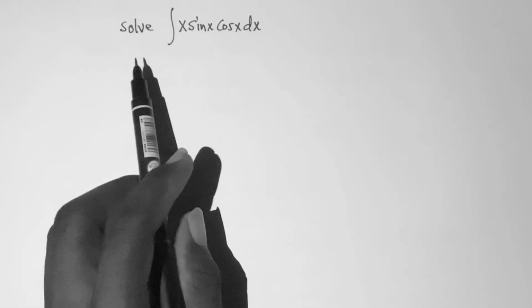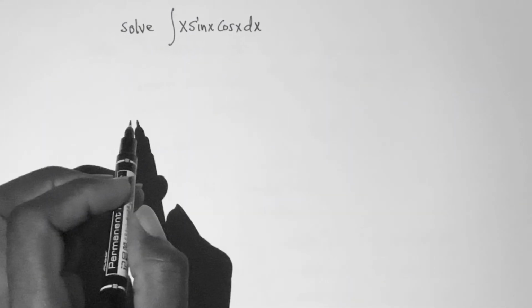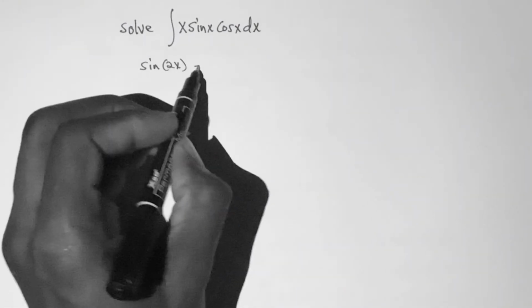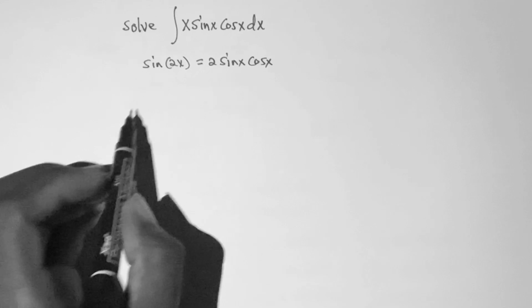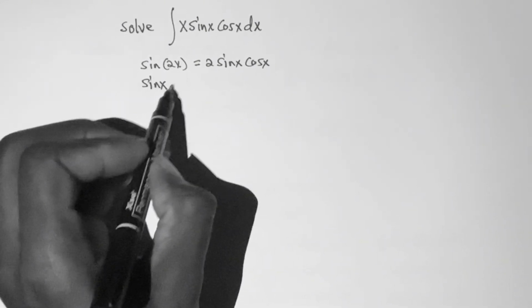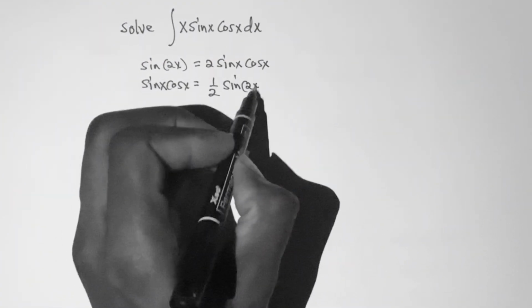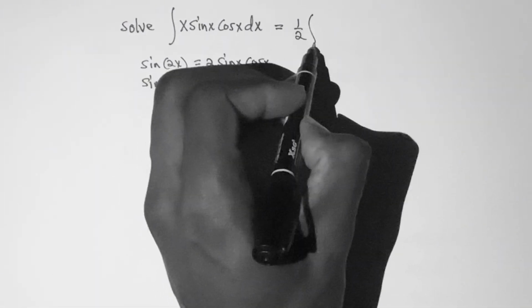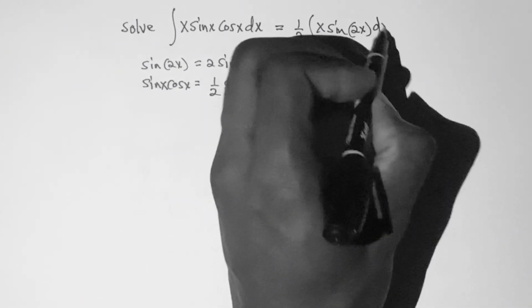So we have this question here, which is to solve the integral of x sin x cos x dx. Now, let's use some trigonometric identities here. What is sin 2x? It's equal to 2 sin x cos x. So it implies that sin x cos x is equal to half of sin 2x. So this implies that this integral becomes half of the integral of x sin 2x dx.